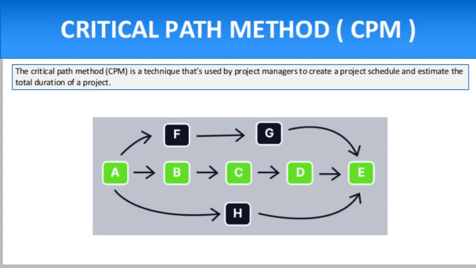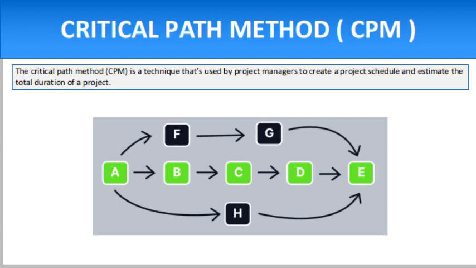Using the critical path method is important when managing a project because it identifies all the tasks needed to complete the project, then determines the tasks that must be done on time, those that can be delayed if needed, and how much float or slack you have.